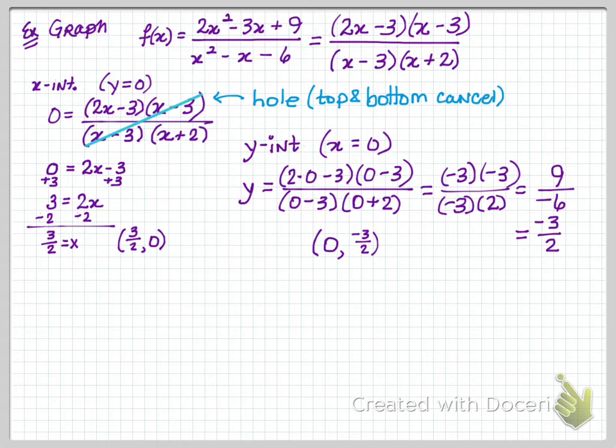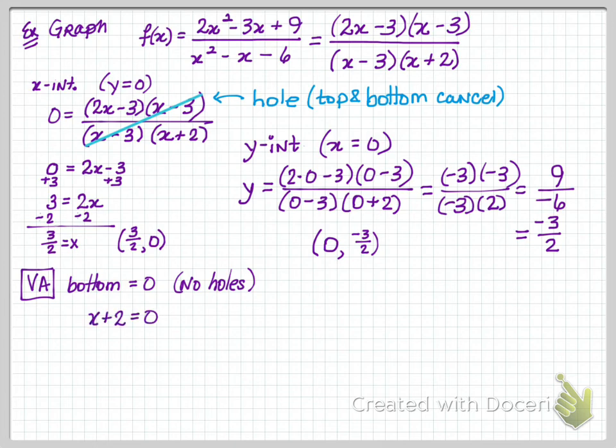Now we're going to look at our vertical asymptotes. Our vertical asymptotes occur when the bottom equals 0. But no holes. That's why I brought it up in the beginning. It makes the whole thing janky. So we have to ignore that x minus 3, and we focus on the x plus 2. X plus 2 equals 0, that'll mean that x equals -2. So we have a vertical asymptote at x equals -2.